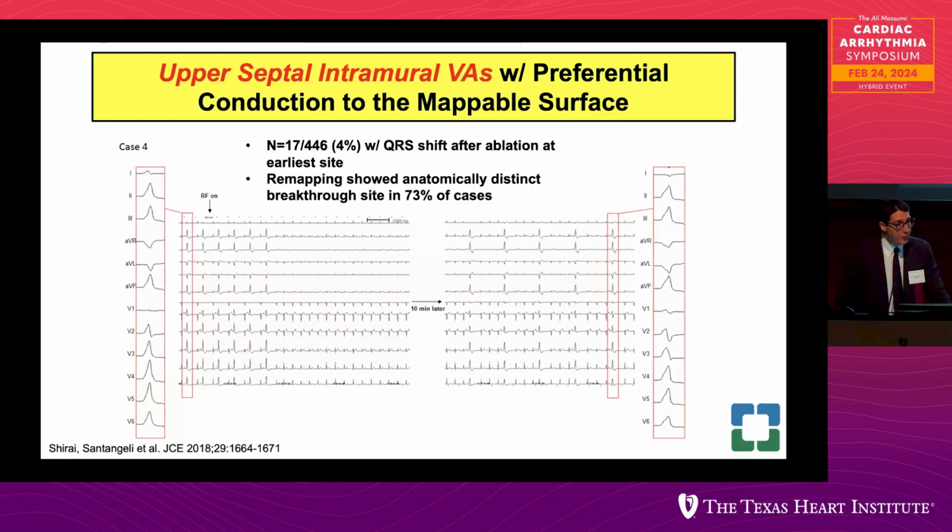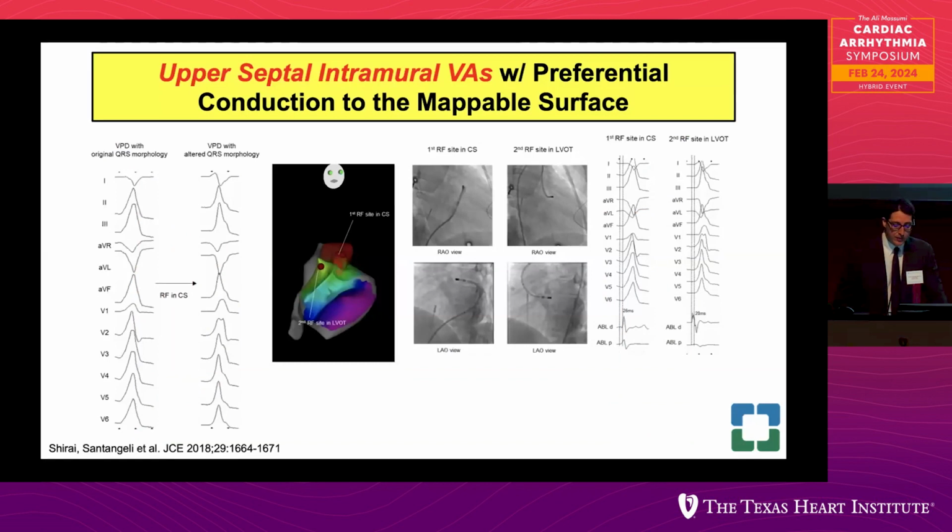And remapping in this case was very important because ablation at the same site very rarely was effective to eliminate the second PVC. So remapping helped because we found a new area of early activity in a different anatomical site in 73% of cases. This is just an example.